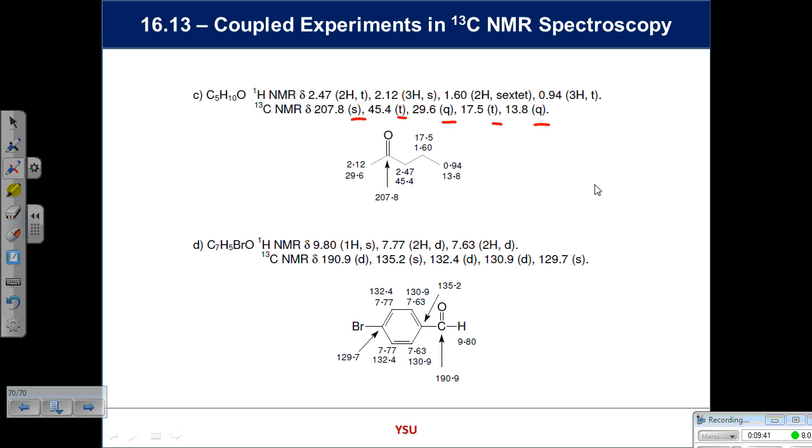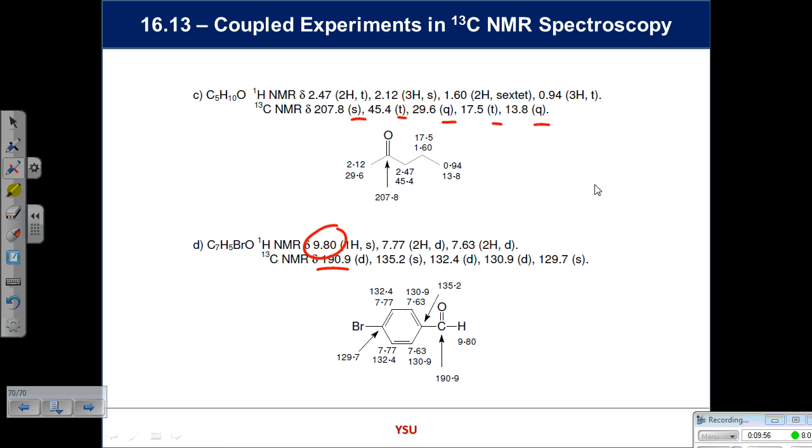All right, so, the bottom is another example. I see a signal down at 190. How do I know this is an aldehyde and not a ketone? Well, down at 9.8, I have a signal for an aldehyde in the proton spectrum. And this is the last thing I'll say about this. And then, recitation, office hours, we can do as much as you want.